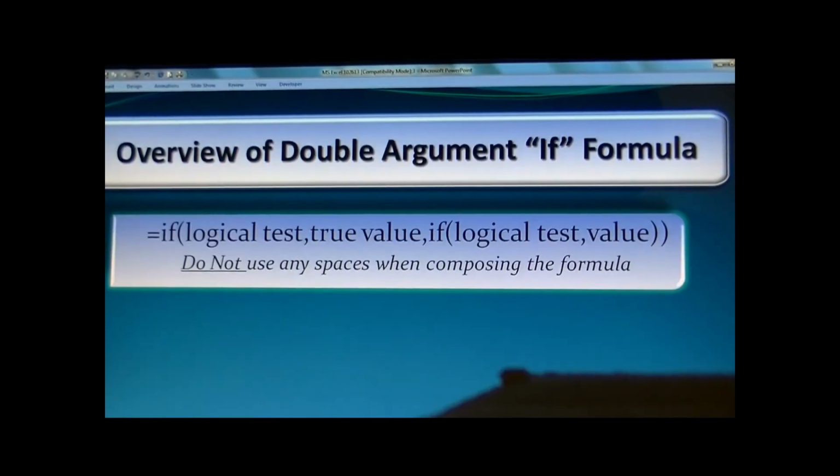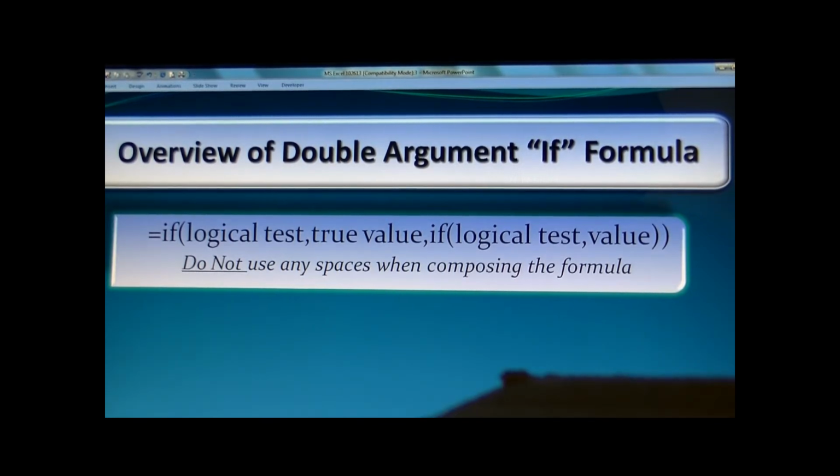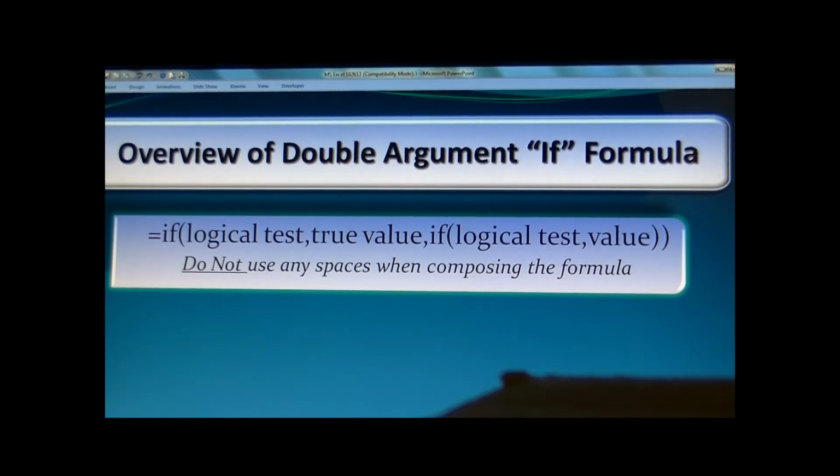Here is an overview of a double argument IF formula. Again, always start with equals IF and a parenthesis. Type in your logical test, followed by a comma and your true value. Then for the second argument, type in IF again, followed by a parenthesis, the logical test, followed by a comma, and a value. If you have two IFs written, always end your formula with double parentheses, and again, never use any spaces when composing the formula.